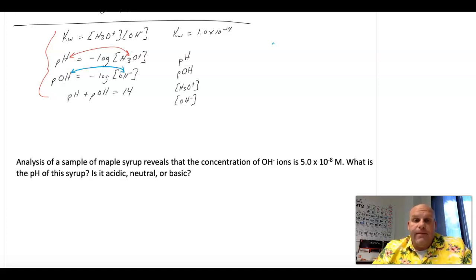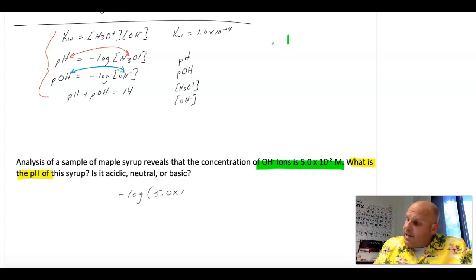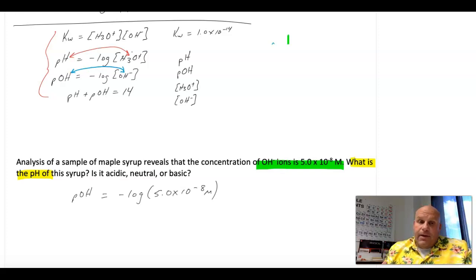You just have to make sure that if you're taking the negative log of the OH minus, you're not getting the pH, you're getting the pOH. For example, in this problem, as always, we think about what the problem is asking for, the pH, and what it is giving me. It is giving me the OH ion concentration. When I take the negative log of 5.0 times 10 to the negative 8, I'm getting the pOH, not the pH. So I can get the pOH and then use pH plus pOH equals 14.